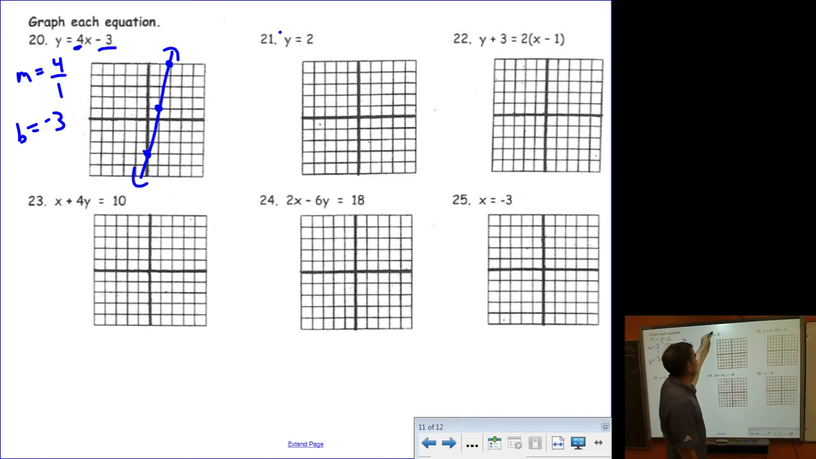In number 21, this is a horizontal line. I go to y equals 2, because it's y equals 2, and I make a horizontal line.